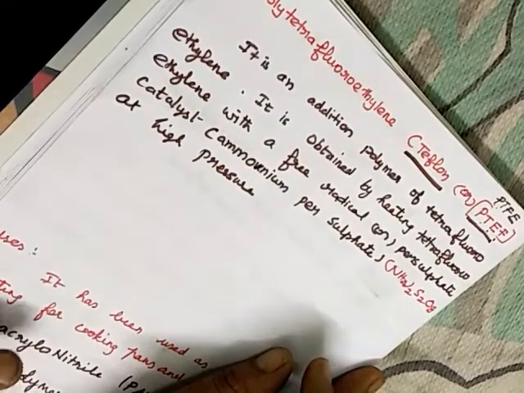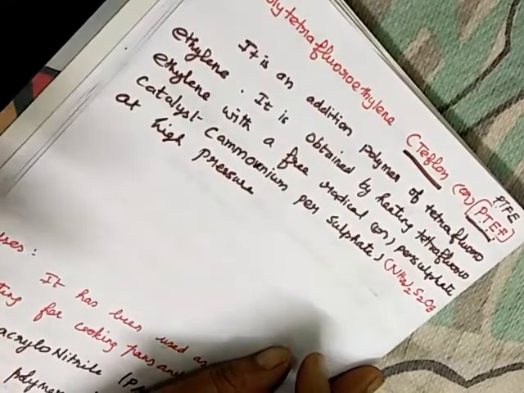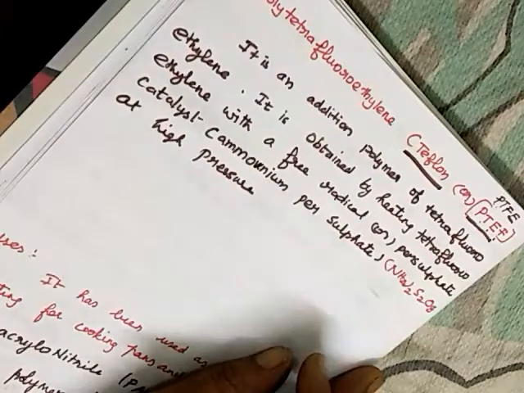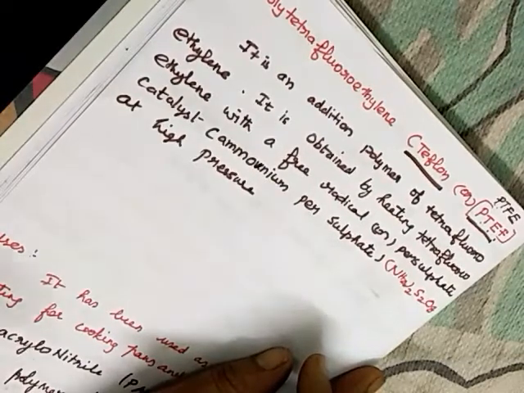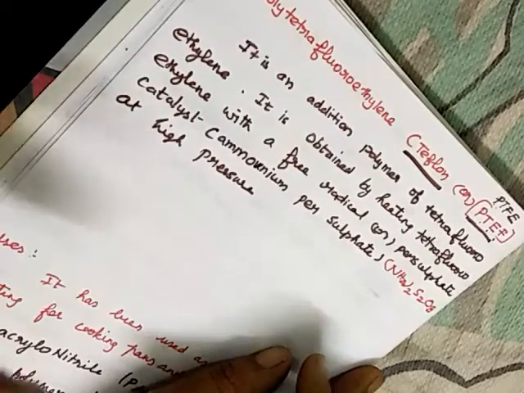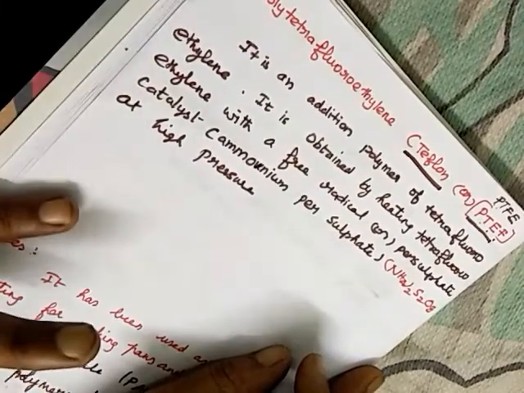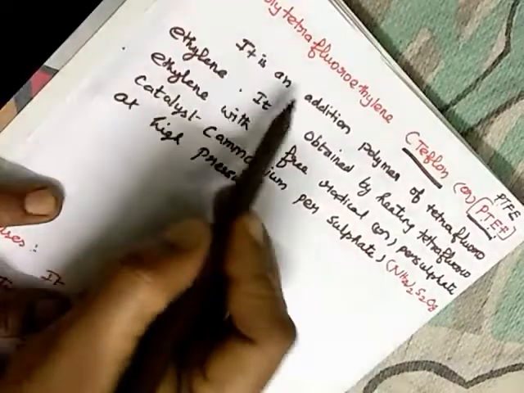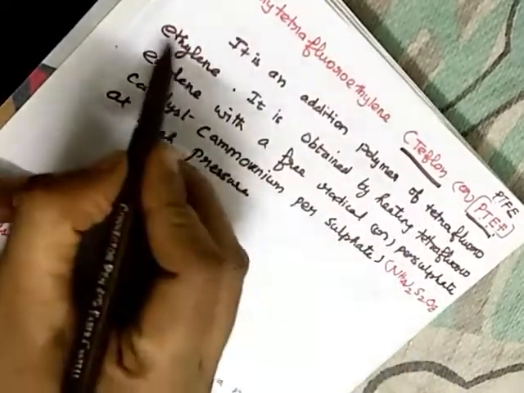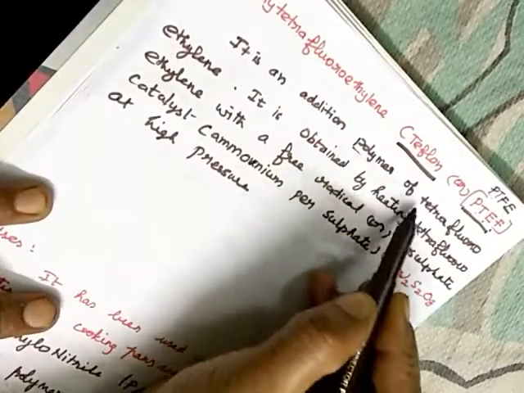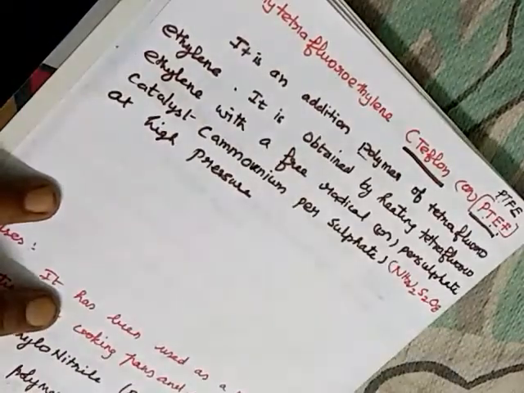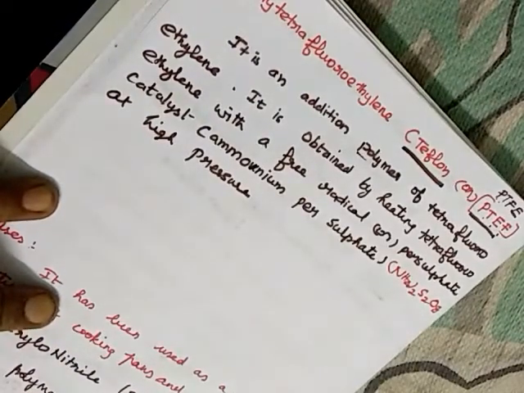Okay, now we know very well it has a double bond, so there is no doubt it comes under addition polymer. Already I taught you CF2 double bond CF2, a compound containing an unsaturated hydrocarbon. For this unsaturated hydrocarbon, what is the mode of polymerization, children? It is nothing but addition polymerization. So it is an addition polymer of tetrafluoroethylene. It is obtained by heating tetrafluoroethylene with a free radical initiator.